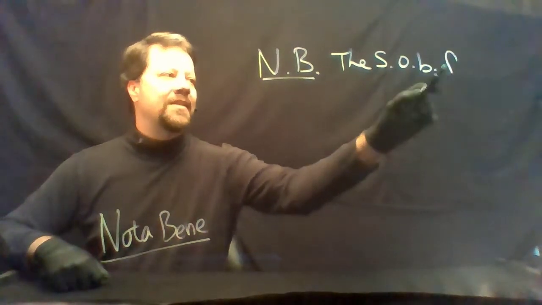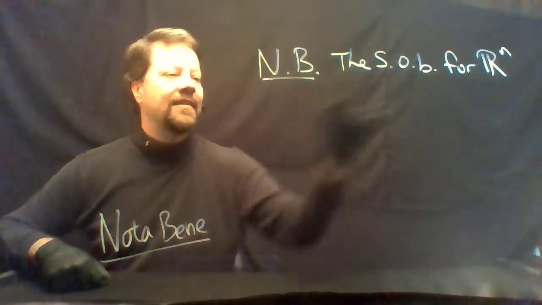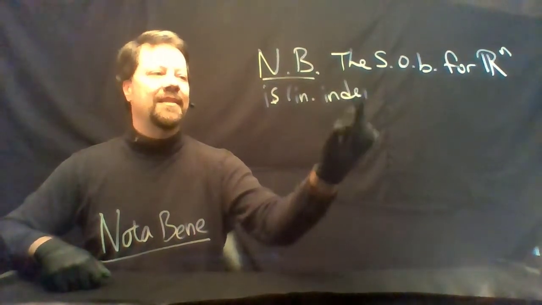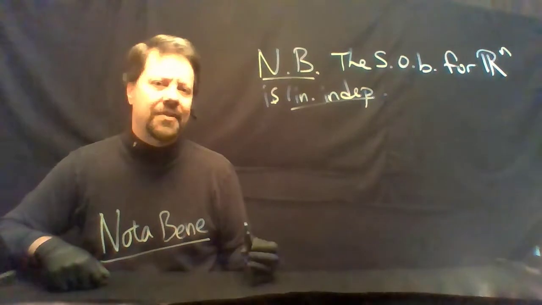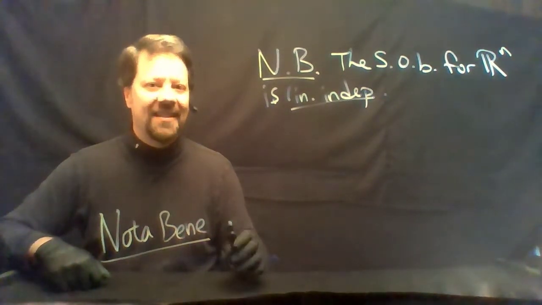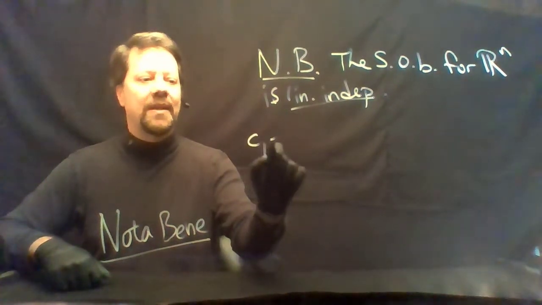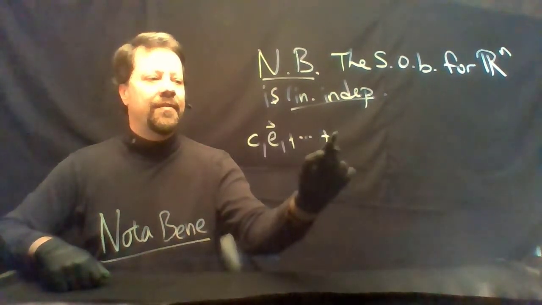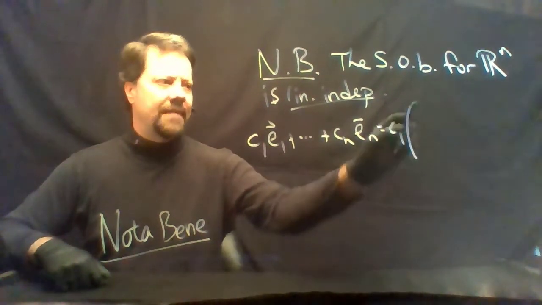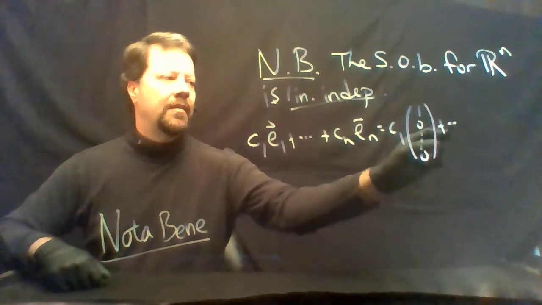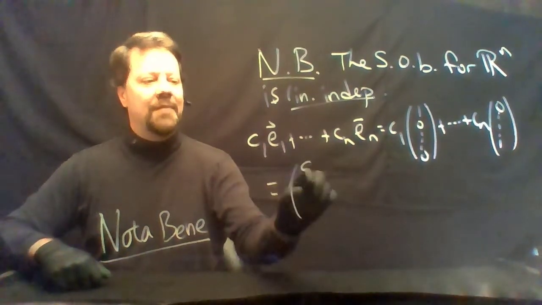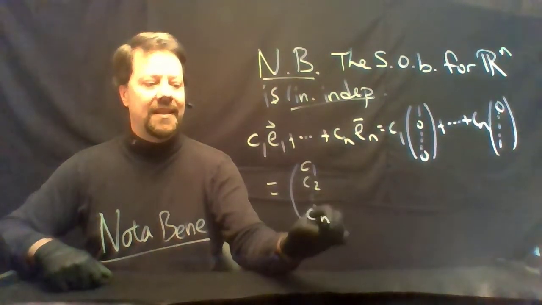The standard ordered basis for Rn is linearly independent. Each of the vectors in Rn encodes new information. It gives a new independent direction. And we can see that because if we take c1e1 through cnen, that gives us c1 times (1, 0, ..., 0) through cn times (0, ..., 0, 1). What you end up with is (c1, c2, ..., cn).